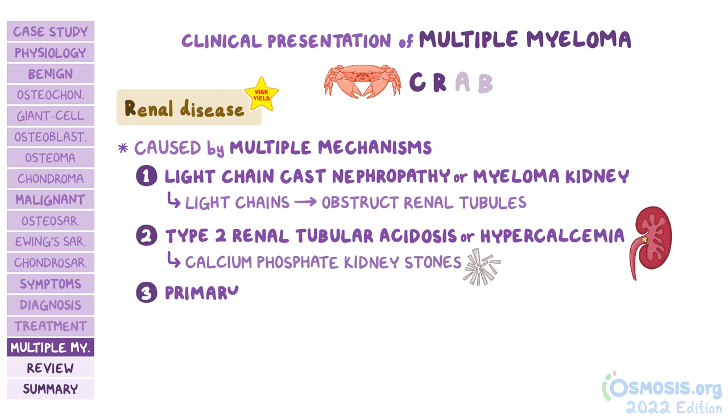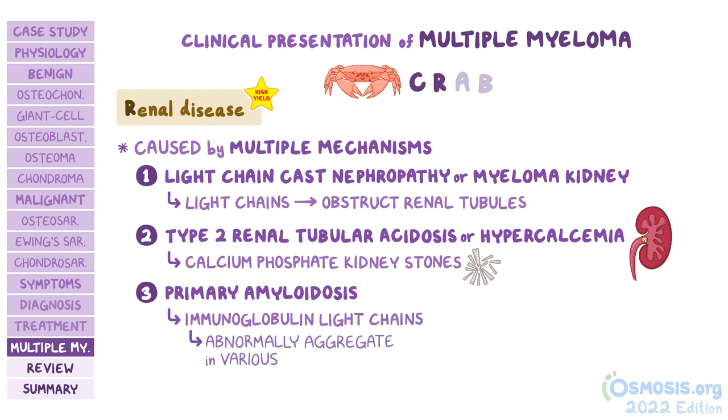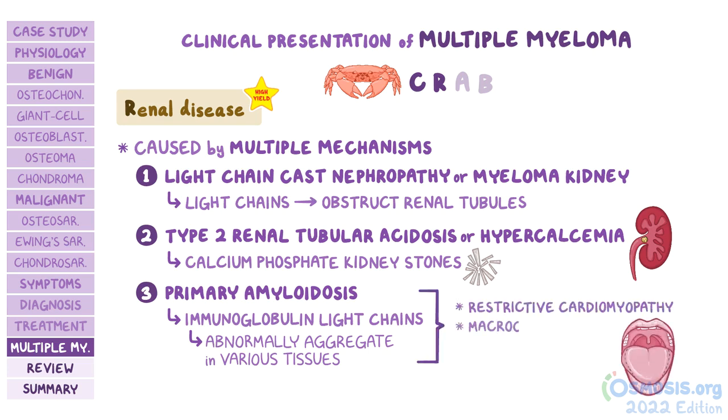Third is by primary amyloidosis. In this type of amyloidosis, the immunoglobulin light chains leave the circulation and abnormally aggregate in various tissues, resulting in various clinical manifestations. These include restrictive cardiomyopathy, a large tongue, also called macroglossia, and nephrotic syndrome, to name a few.